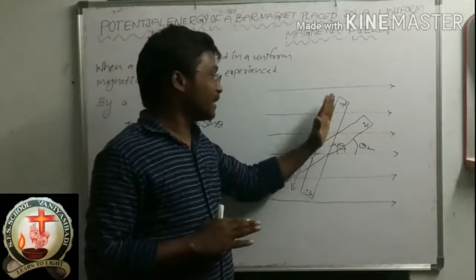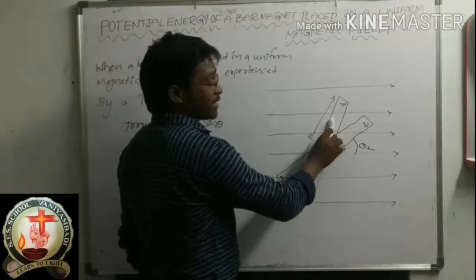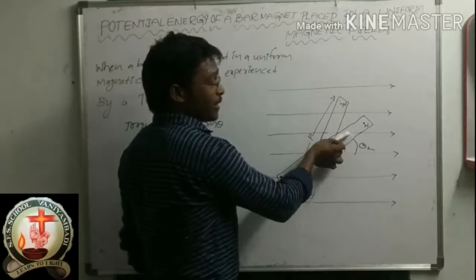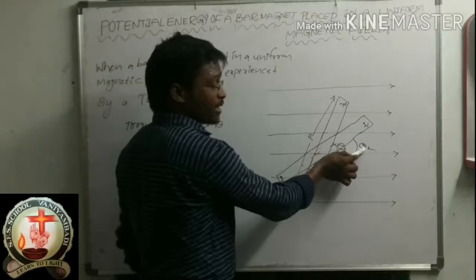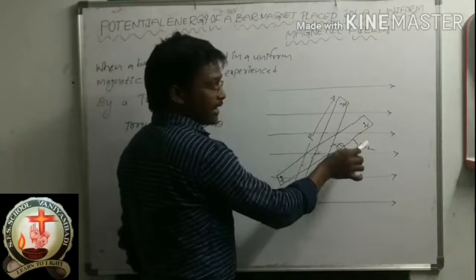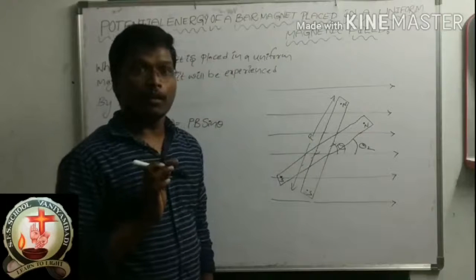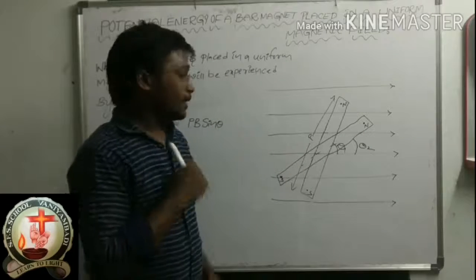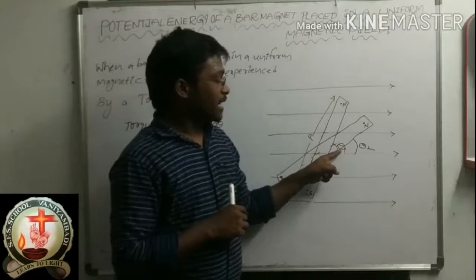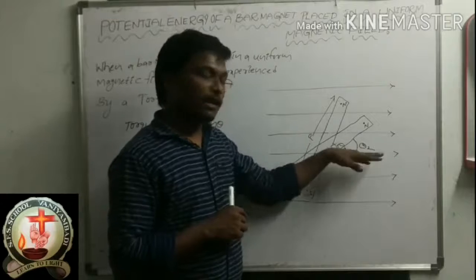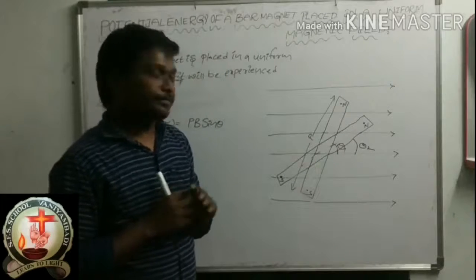After experiencing the torque, the magnet is rotating from here to here like this. At this position, the magnet is making how much angle with respect to the magnetic field? Theta 2. Initially the angle is theta 1 and finally the angle is theta 2. You can remember that.